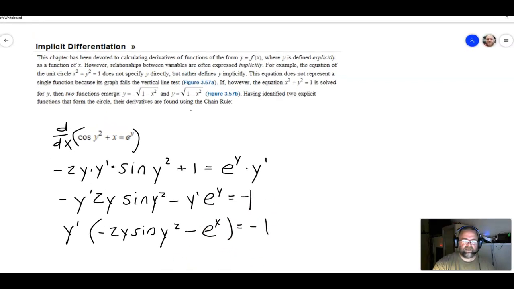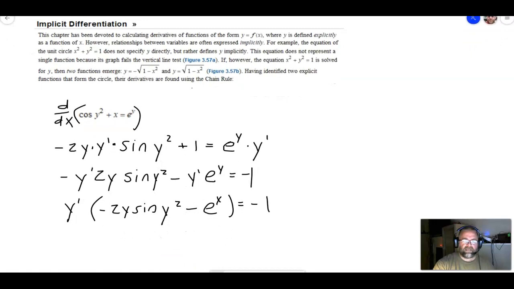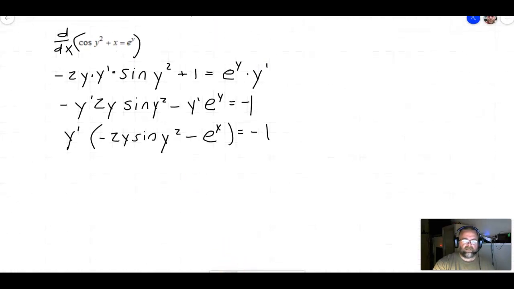And then the last step here is just to divide by this big thing here. So y prime is going to equal, let's go ahead and divide the negatives out of everything. So we'll have 1 over 2y sine of y squared plus e to the y. This should be a y there, I know it kind of looks like an x. Let me just make sure I fix that. All right, and that's it.